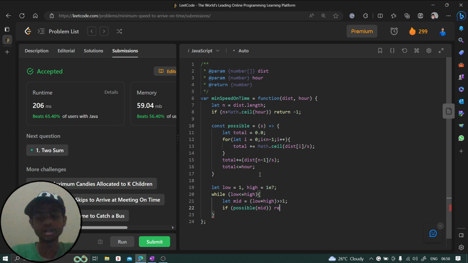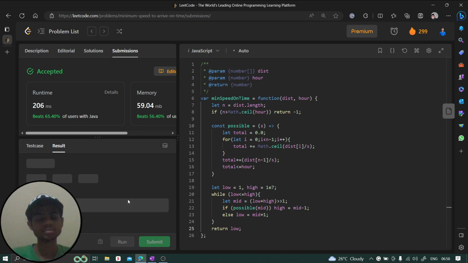Then what you're going to say? You're going to say make high should be equal to mid minus 1, move to the left side. Otherwise, else low should be equal to mid plus 1, move to the right side. And then you can simply return low. Now let's see. I hope it should work, right? Let's see.